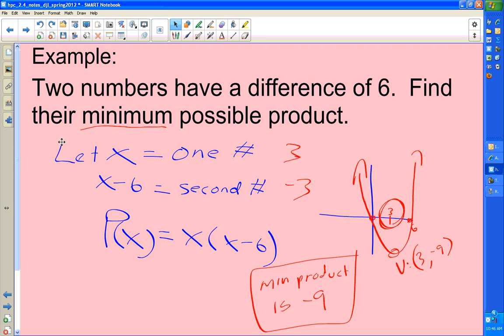What if I told you you need to find two numbers that are consecutive odd numbers? What would your let statement be? What are consecutive odd numbers?